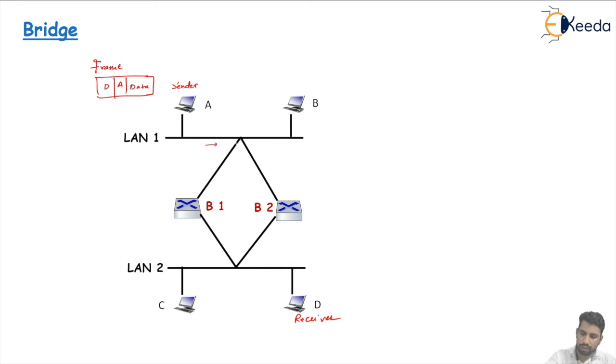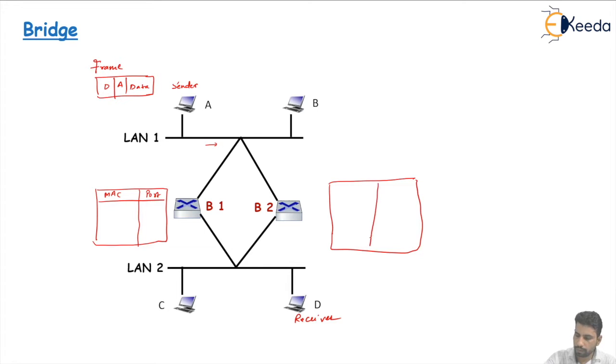Now this one reaches the bridge number 1. Both bridges have their tables empty. This is the MAC address and this is the corresponding port number. This bridge also has a table: this is the MAC address entry and this is the port.